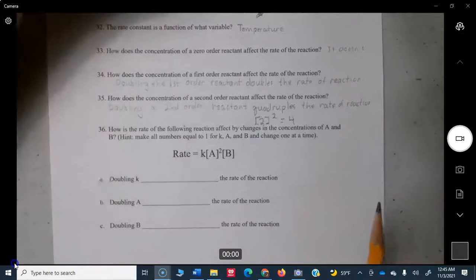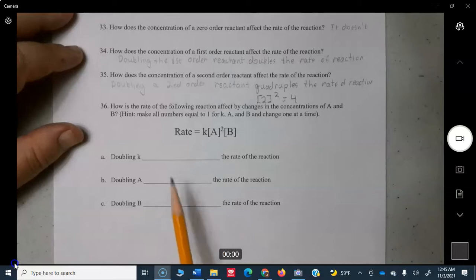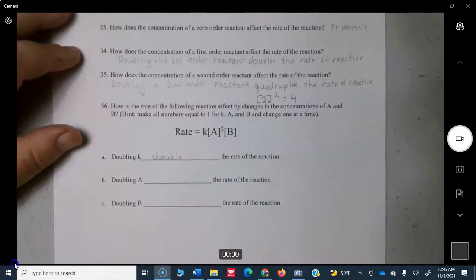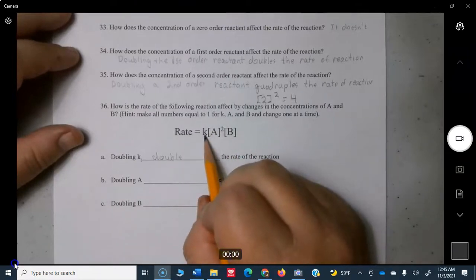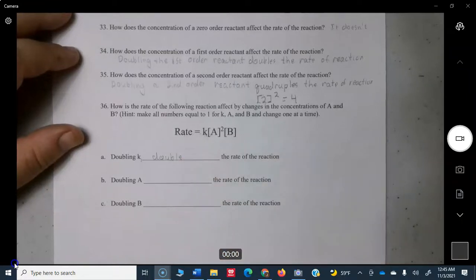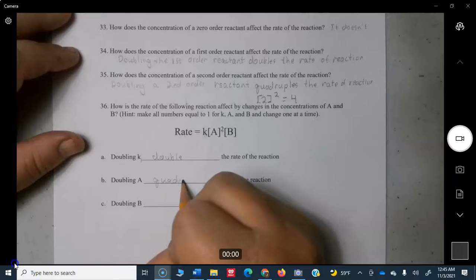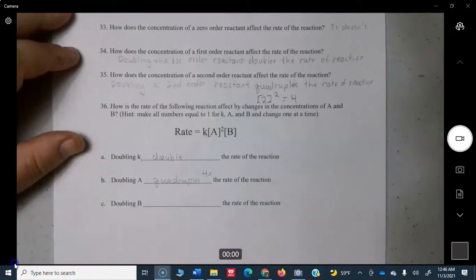Okay? Alright. So how is the rate of the following affected? So here's an example. K is just raised to the first power. So if you double K, you double the rate of the reaction, okay? Multiply that. If that's times 1, then you have a certain number for rate. If you make that a 2, you double that number, it makes it 2 times that number, okay? Doubling A. Now that's second order. So doubling A quadruples. That means 4 times, okay? You should know that word. 4 times the rate of the reaction, okay?